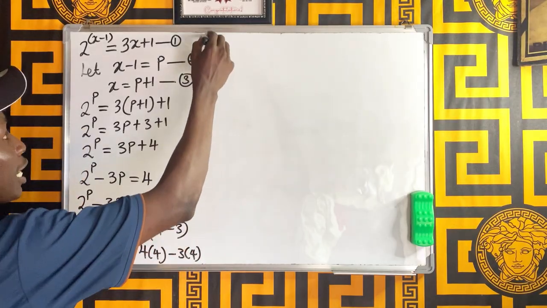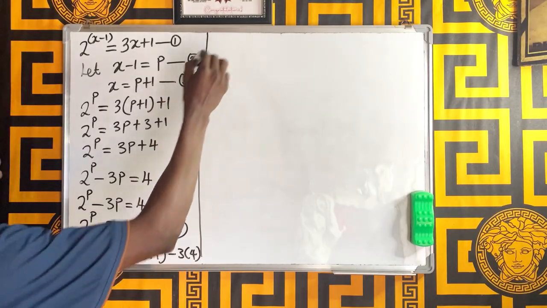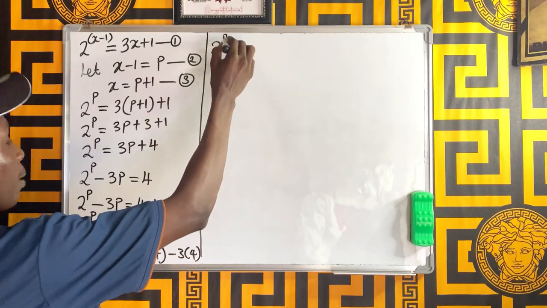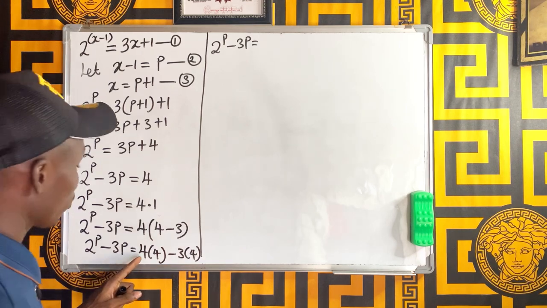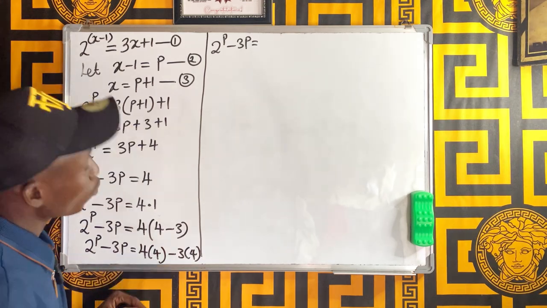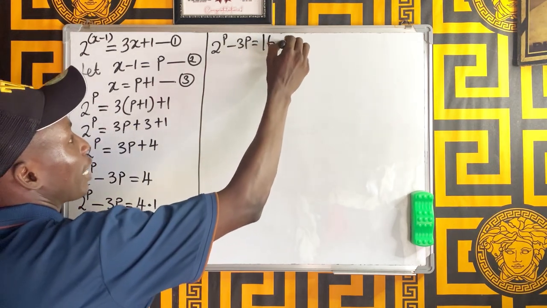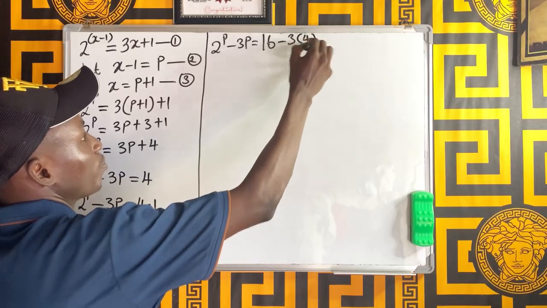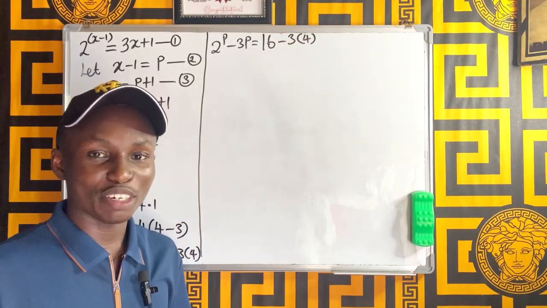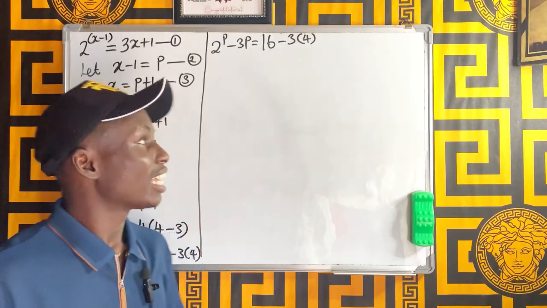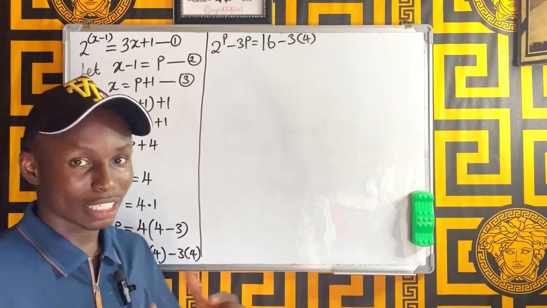Now, at this point, 2 raised to p minus 3p is equal to 4 times 4, which gives us 16, minus 3 into 4. A smart student will know the answer to this question from here. If you are very smart, you know the answer, right? Now, let's compare the left hand side with the right hand side.